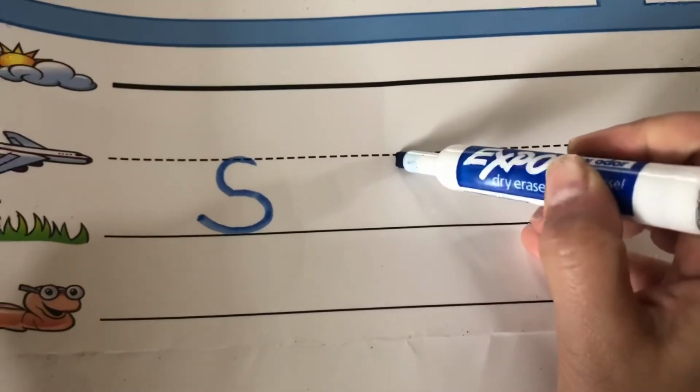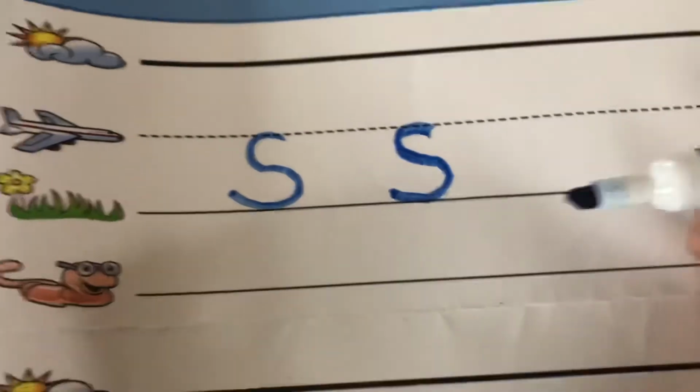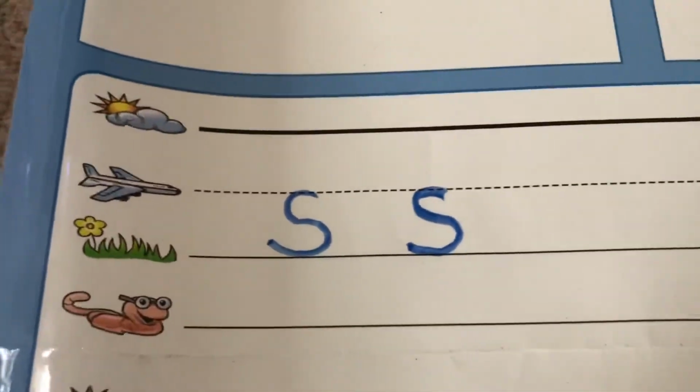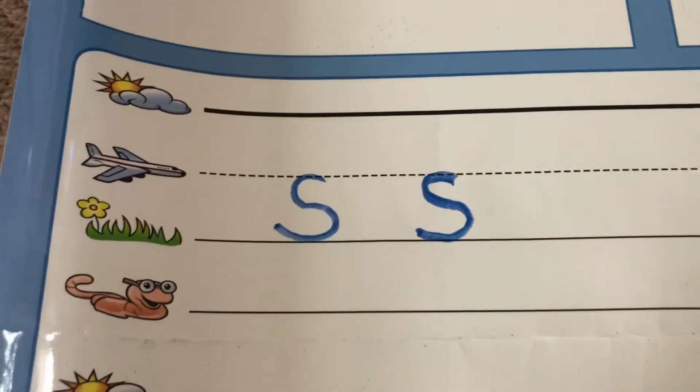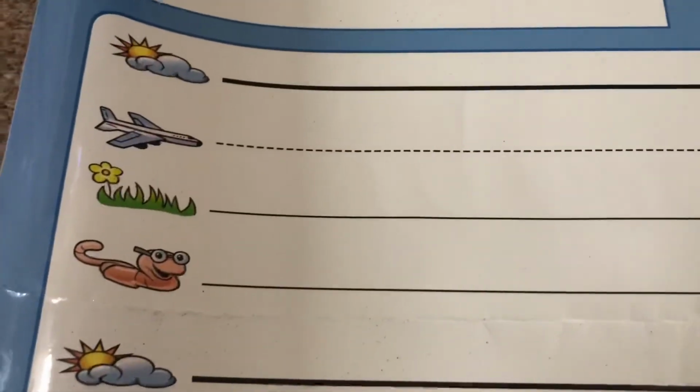Let's try that again. Starting on the plane line, tracking back, curving in, going back on the grass line. S, snake, S. And we are back to reviewing our letter E and our R.